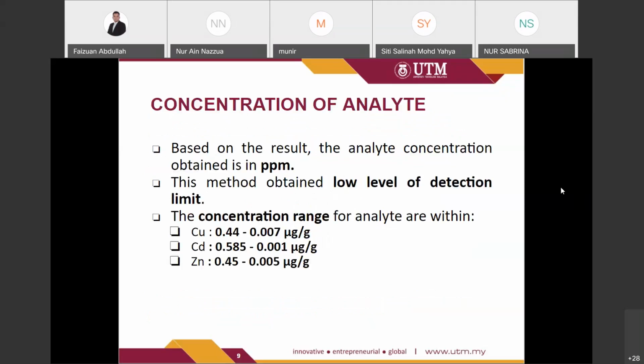Okay, next is concentration of analyte. Based on the result, the analyte concentration obtained is in ppm. This research also obtained a low limit of detection, and the concentration range for each analyte is as follows: for copper it lies between 0.44 to 0.05 microgram per gram, for cadmium 0.585 to 0.001 microgram per gram, and for zinc 0.45 to 0.05 microgram per gram. Okay, next.